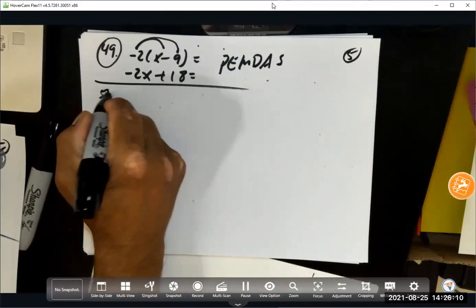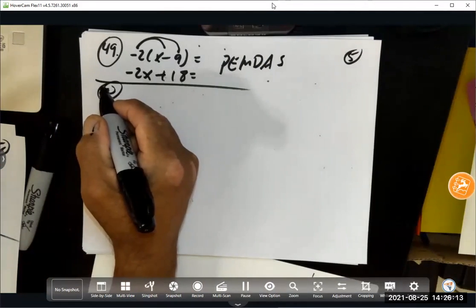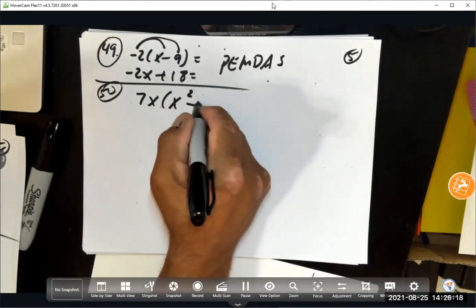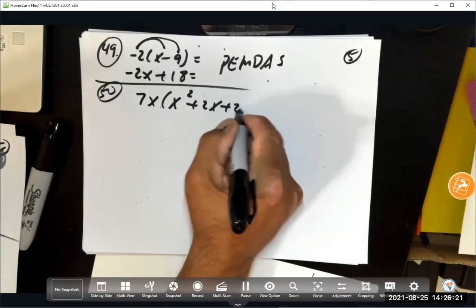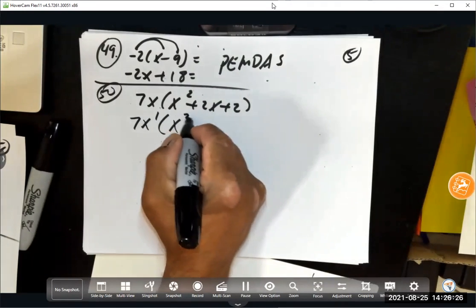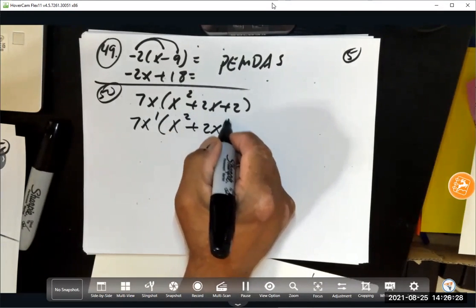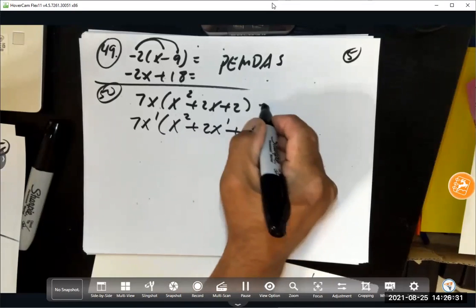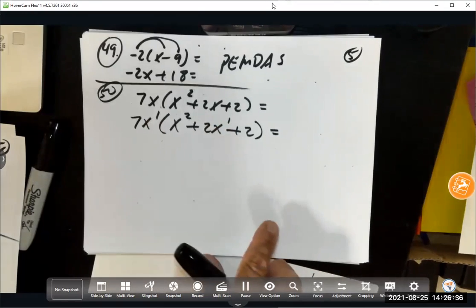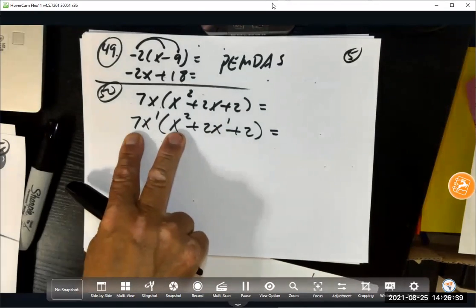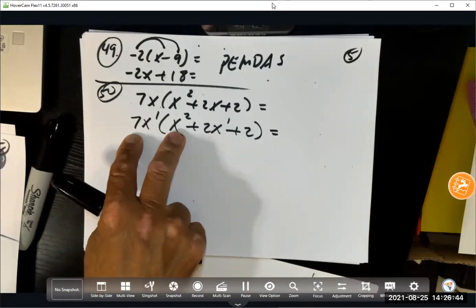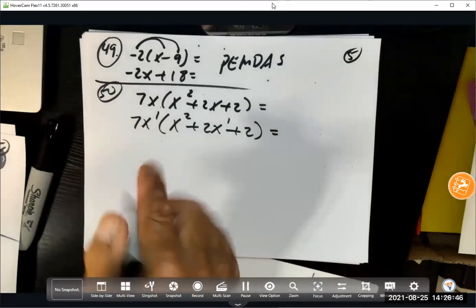All right. Number 50. Ready? So it's gonna be 7x times x squared plus 2x plus 2. So let me change it a little bit: 7x to the 1, x to the 2, 2x to the 1 plus 2. All I did is put a 1 there and a 1 there, for the powers, okay? So now, the first ones. What do you think the first two right there where my fingers are? 7x to the 1 times x to the 2 is 7x to the 3rd power.